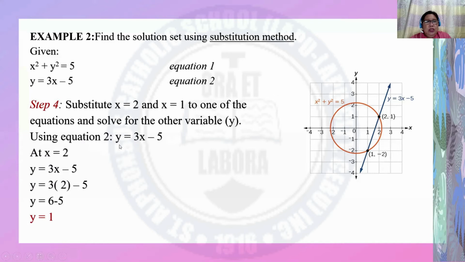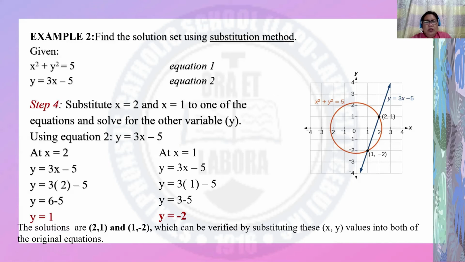Using equation 2, which is y is equal to 3x minus 5, we have to substitute 2 to x. So, 3 times 2 minus 5 is equal to 6 minus 5, which is 1. Using x is equal to 1, y equals 3x minus 5, substitute 1 to x, so we have 3 times 1 minus 5. So we have 3 minus 5, which is equivalent to negative 2. The solutions are the points with coordinates (2, 1) and (1, negative 2), which can be verified by substituting these values to both of the original equations.